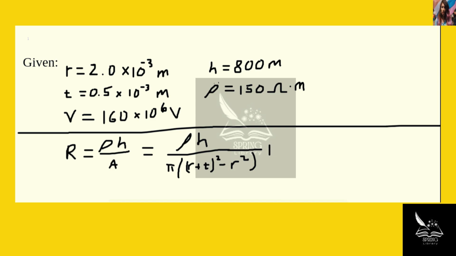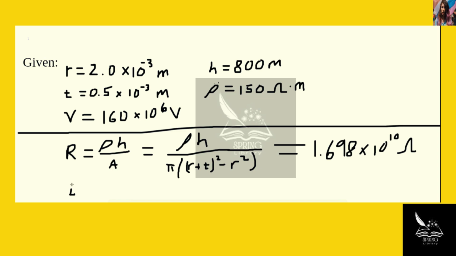All right, so we plug all the values that we have into this expression, and this comes out to be 1.698 times 10 to the 10 ohms for the resistance of all the water.